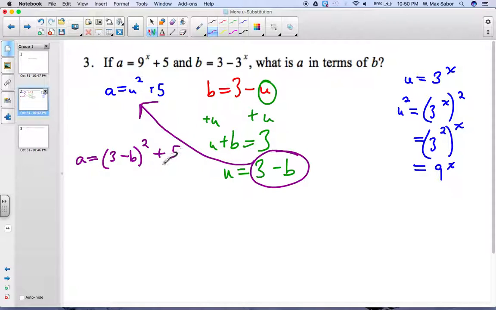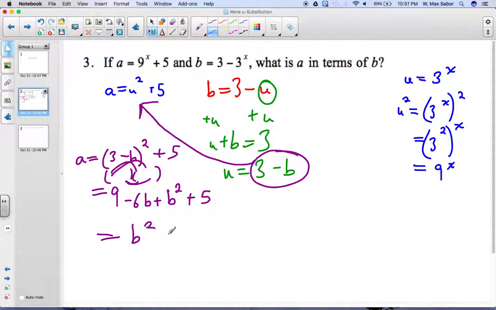Now we can substitute 3 minus b in where u is, and then we get a equals (3 minus b) squared plus 5. Now that u happened to be 3 to the x, but you don't need that for the rest of the problem. Now we distribute. Hopefully you remember that (3 minus b) squared is (3 minus b) times (3 minus b). So you're getting 4 terms and then writing out the perfect square trinomial. And then we can combine like terms: b squared minus 6b, 5 plus 9 is 14. So that is a in terms of b.